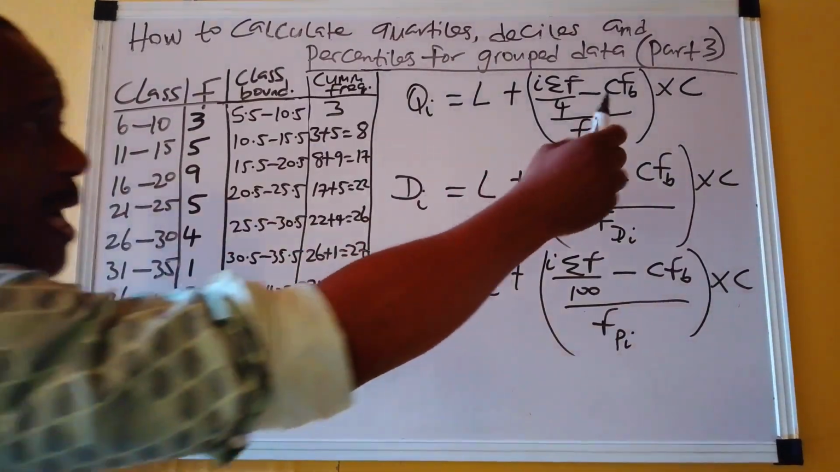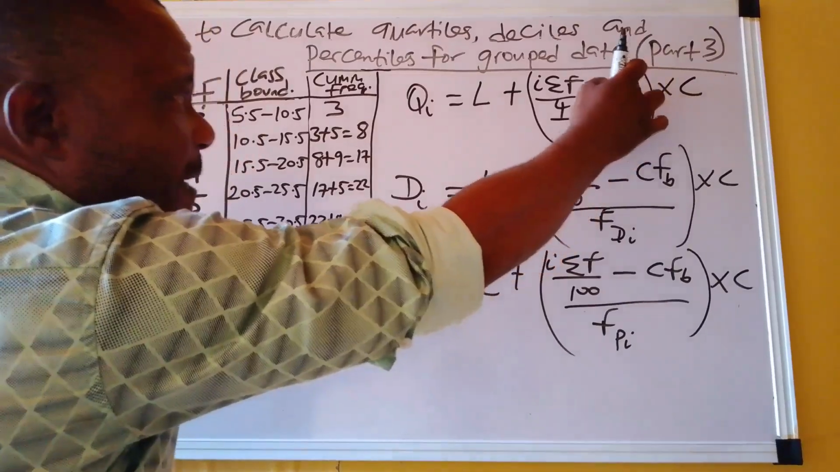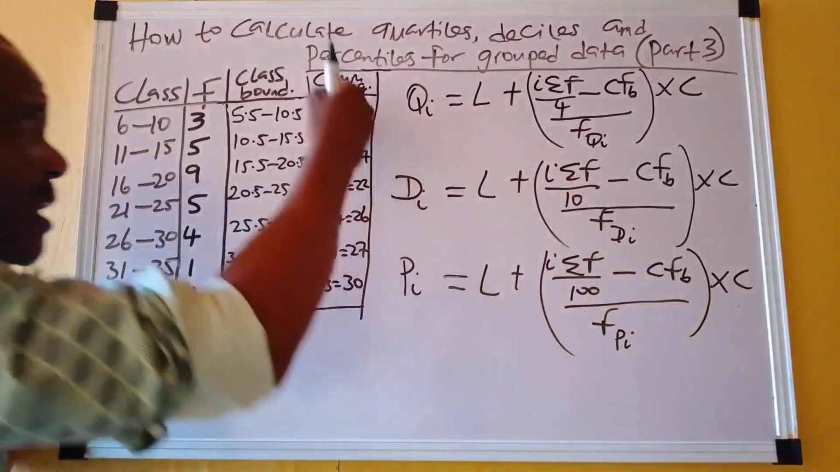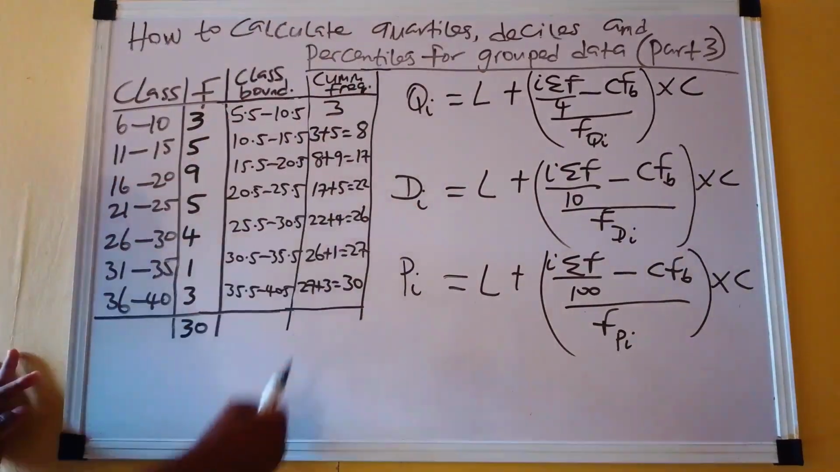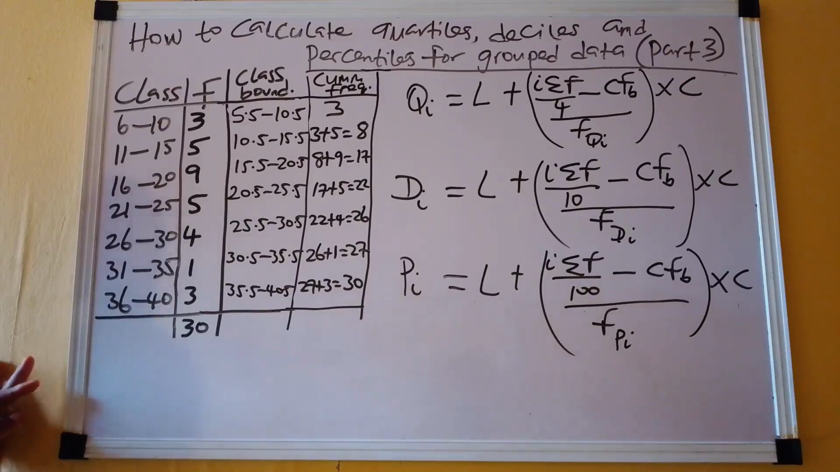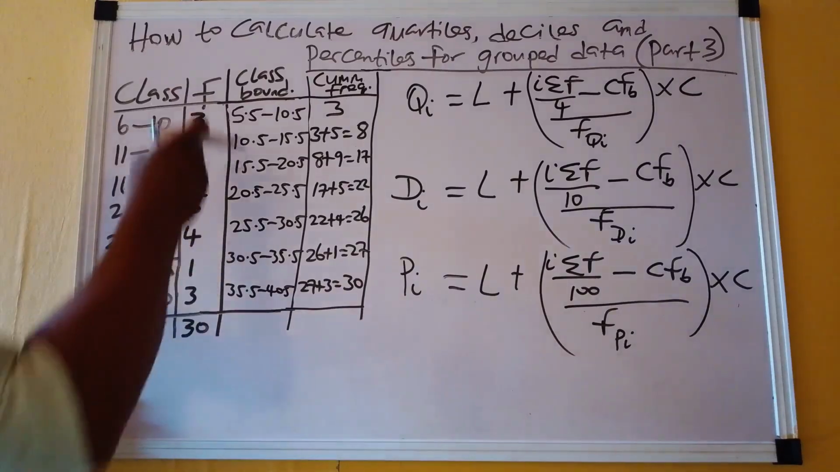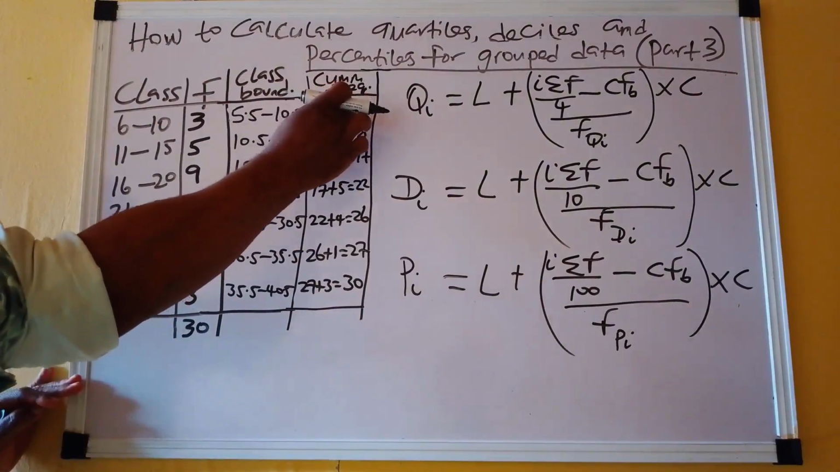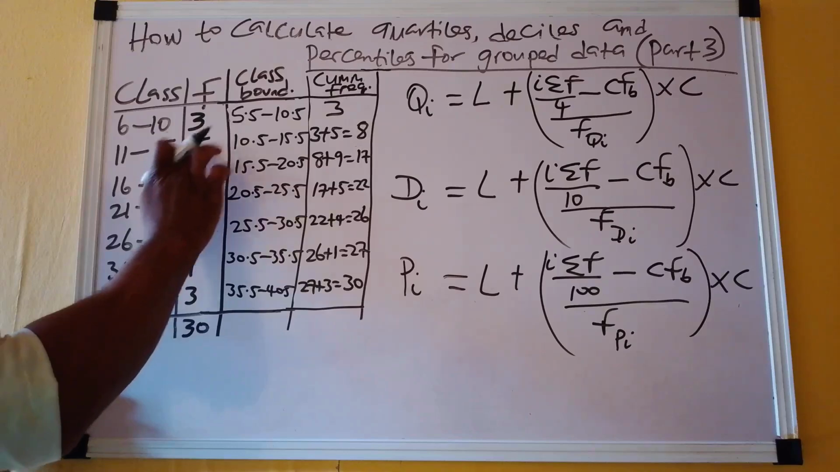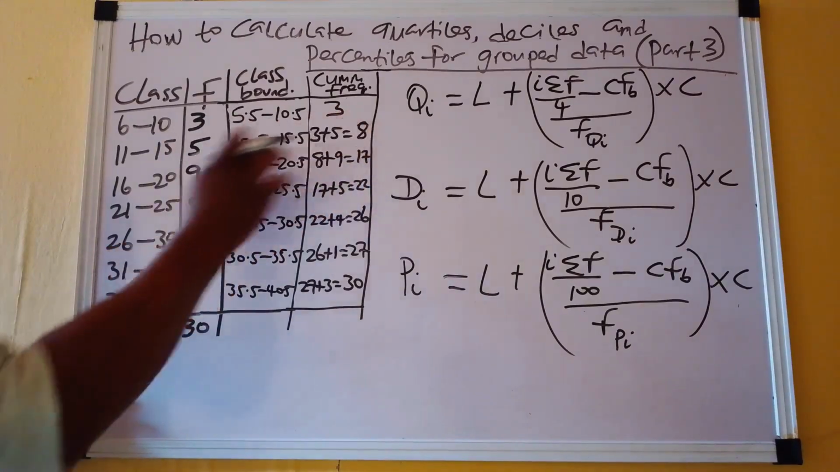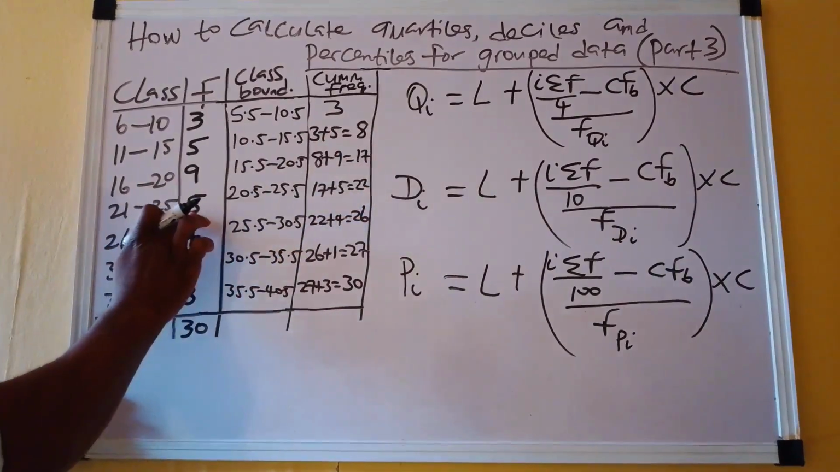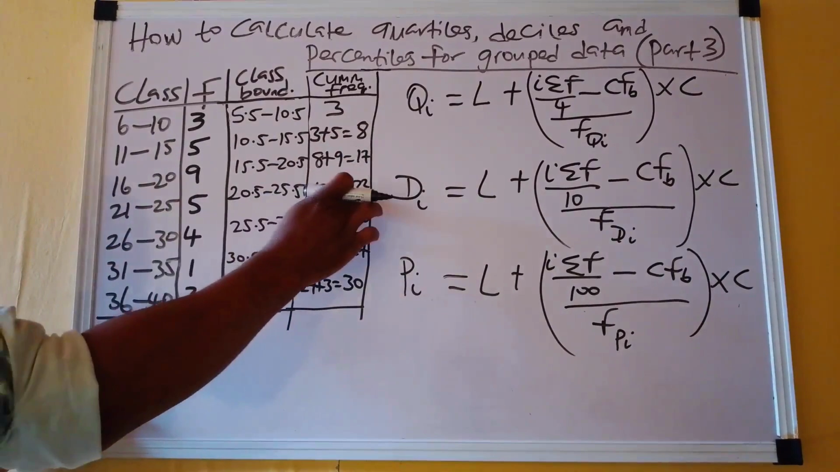Then again, you look at this particular part of the formula. We have the cumulative frequency before. So this means that we need the cumulative frequency column. And how do we get the cumulative frequency column? You get that from the frequencies. You put the first frequency here, 3. You add it to the second frequency. 3 plus 5 will give you 8. You add 8 to the next frequency. 8 plus 9 is 17. You add 17 to the next one. 17 plus 5 is 22.